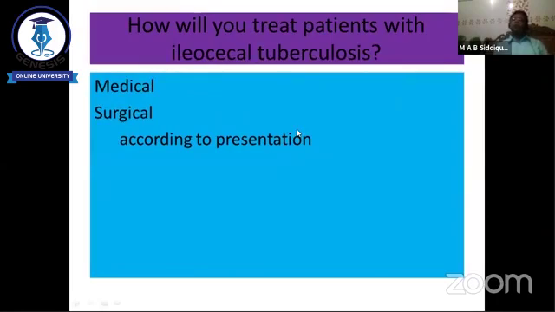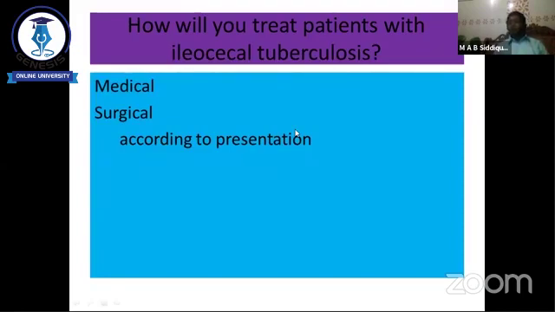How will you treat a patient with ileocecal tuberculosis? Ileocecal tuberculosis, we can treat this patient by medical treatment and surgical treatment. In case of medical treatment, if the patient has no feature of intestinal obstruction, perforation, or other complications, we can treat the patient with medical management, and the patient can improve by anti-tubercular chemotherapy: isoniazid, ethambutol, pyrazinamide.